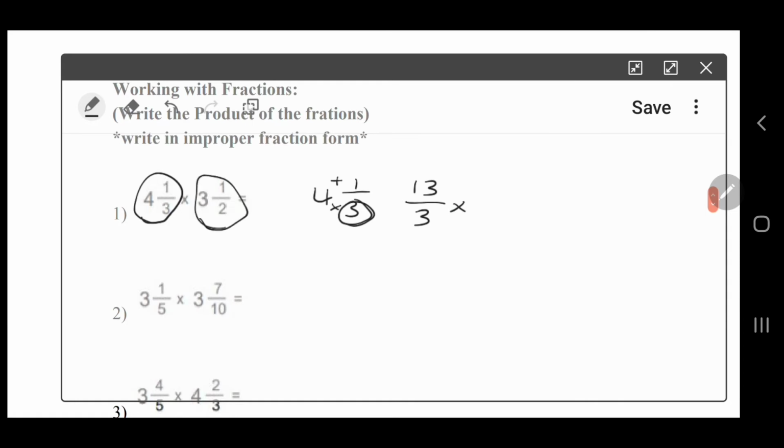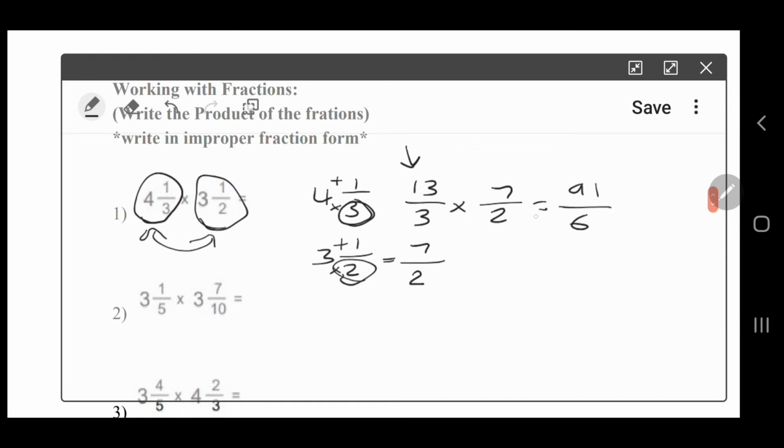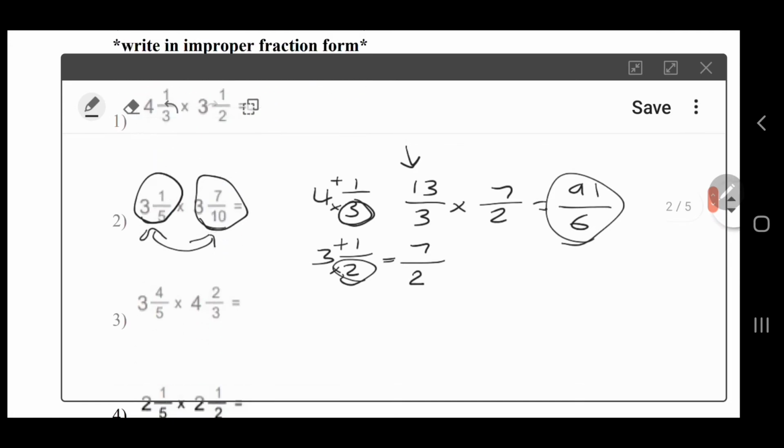Now let's convert 3.5 to an improper fraction. So we have 3 and 1 over 2. You multiply 3 times 2, which is 6, then you add the 1, which is 7 over the same denominator, 2, okay? Now we just multiply these two. So 13 over 3 is converted to an improper fraction, and 7 over 2. Now we just multiply. 13 times 7, 91, over 3 times 2, 6. Okay? So that's it. I'll do one more example for you guys.